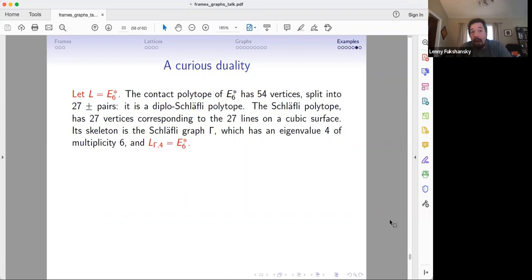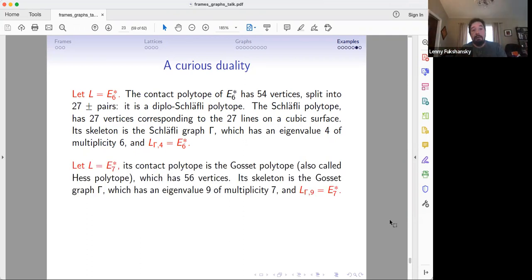Its skeleton graph is the Schlafly graph, which has eigenvalue 4 of multiplicity 6, and the corresponding lattice is E6 star. So you see what I'm doing, right? I'm starting with the lattice, taking its contact polytope, taking its skeleton graph, then using our construction of lattices from graphs, and I'm getting the lattice back. Okay. Another example, let's take E7 star.